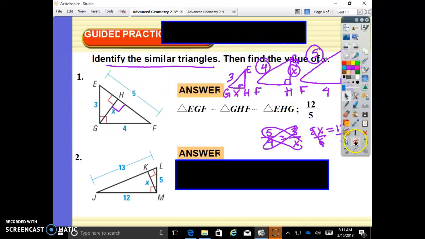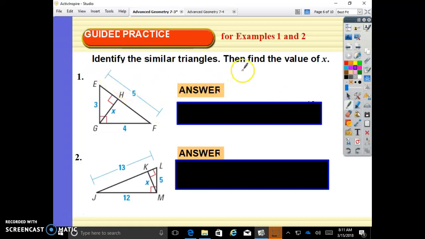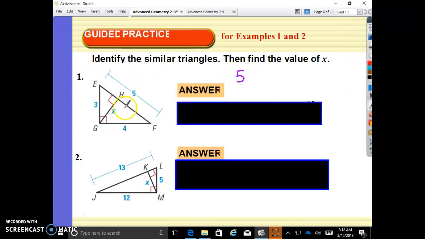Another way we could do this is the way that I was showing you earlier. The whole hypotenuse is to the leg, as the leg is to the portion of the hypotenuse closest to it. 5y equals 16. So y is 16 over 5.